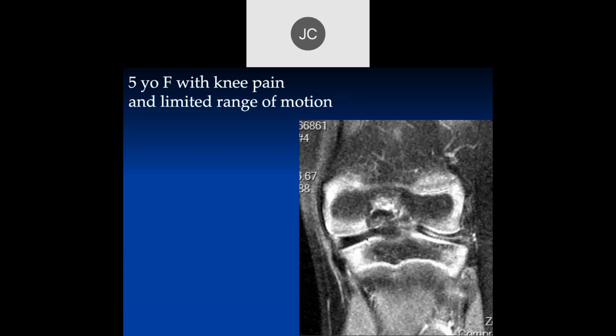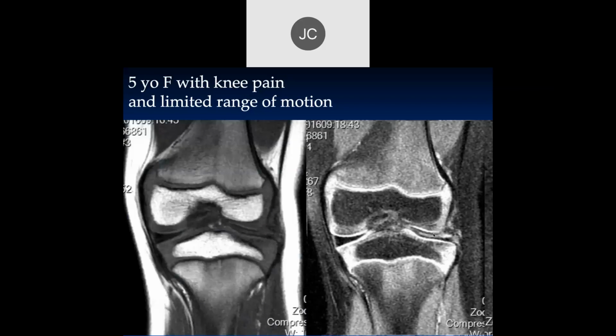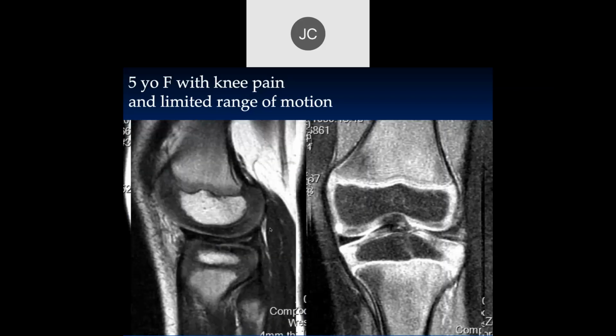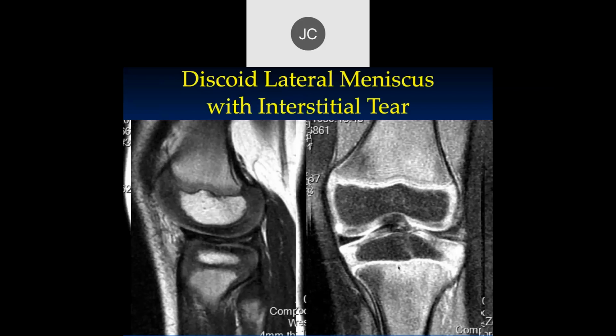So we have a 5-year-old with knee pain and limited range of motion. Looking at the menisci, laterally there's some horizontal increased signal, and it looks like it's a discoid meniscus as well. Okay. So there's the T1, here's the PD fat sat, here's a sagittal T2, also coronal PD fat sat. Right. And so this is a discoid lateral meniscus, and this has an interstitial tear.